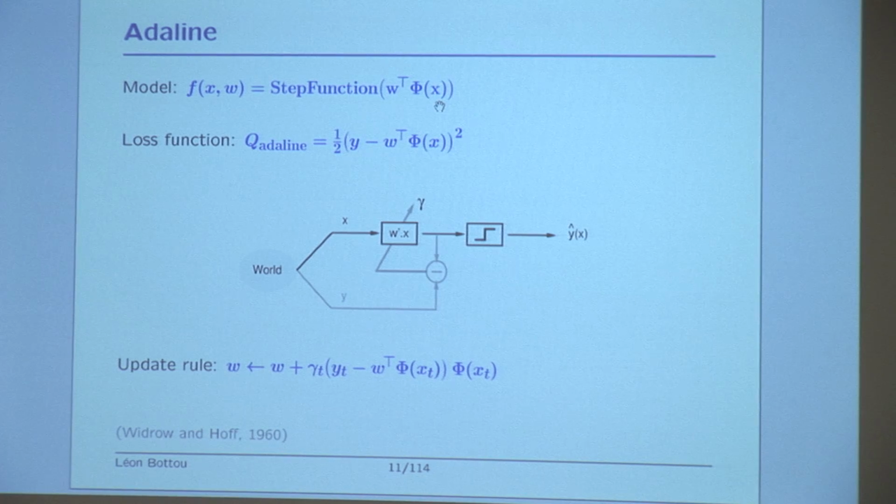So the model is a step function applied to a linear function, so it's a linear discriminant function. The loss function is the mean squared error without the step function. The optimization is a nice little machine with an update rule that's absolutely trivial. And this is important because it has been used extremely widely. Every modem has a system like this that adapts to the signal online. Widrow and Hoff were signal processing people.